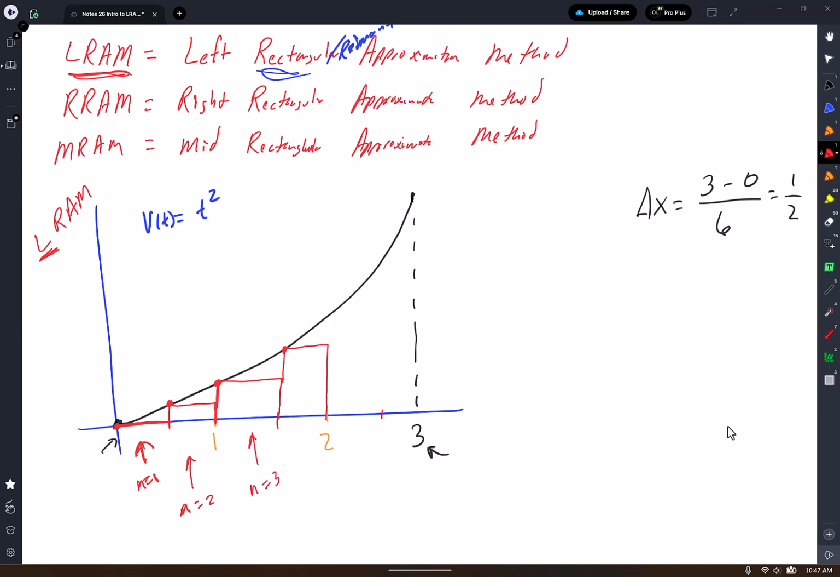n represents the number of rectangles. That's my third rectangle. That's my fourth rectangle. This is my fifth rectangle. I'm going to 2. They're supposed to be equal delta x's, but my rectangles look like they have different delta x's, but they're all supposed to be the same width, 0.5. And there it is, n equals 6. I guess you can write it on the inside. And that's LRAM.